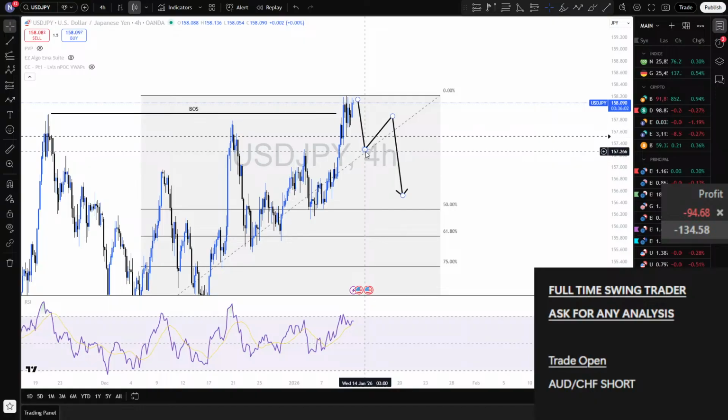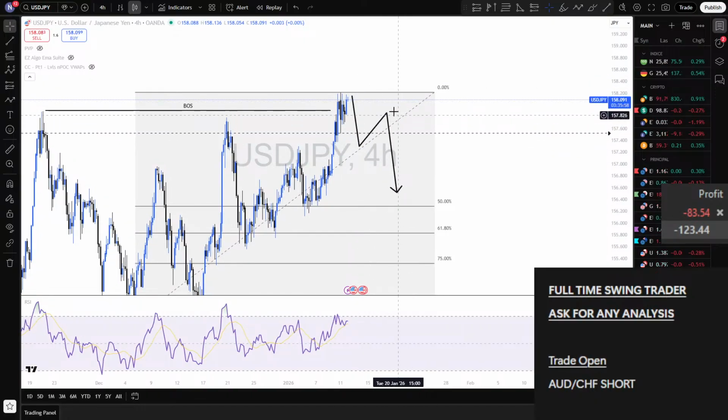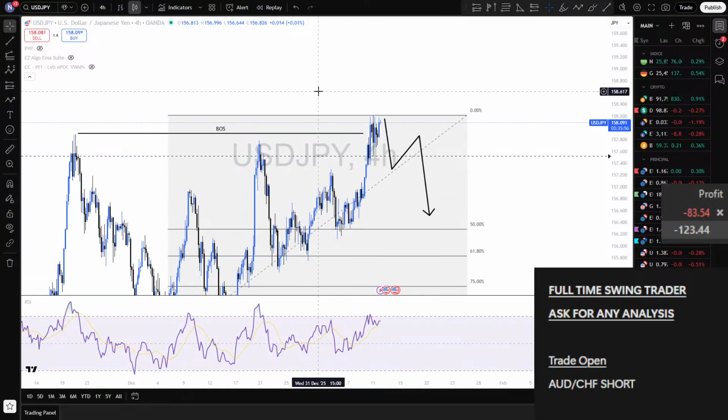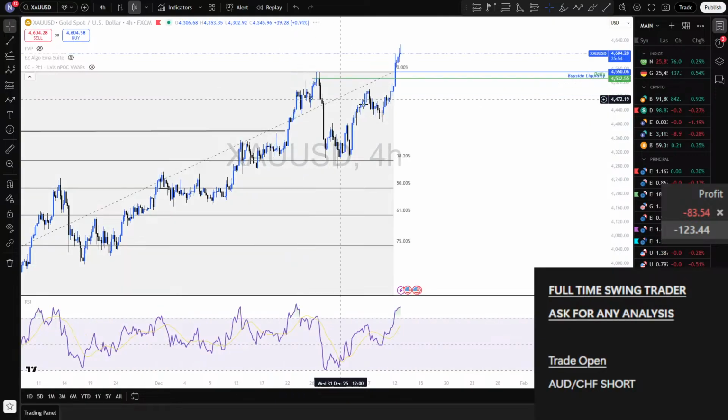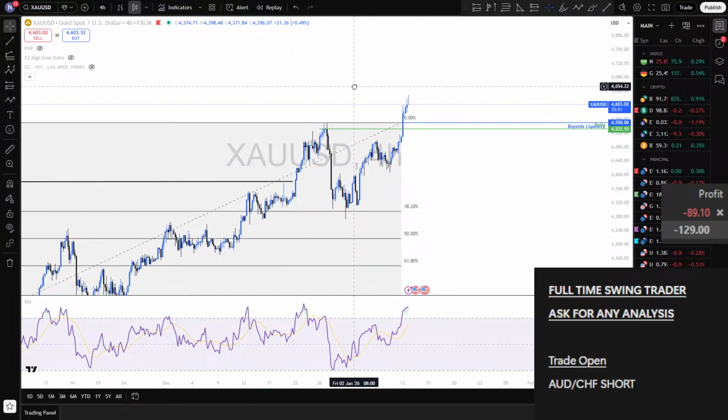You need first to break, then pull back, then give me a confirmation in my smaller time frames. So. But right now, there's nothing to do on Euro JPY.